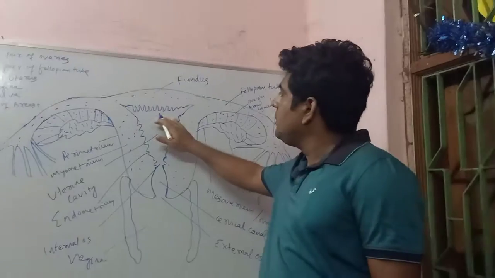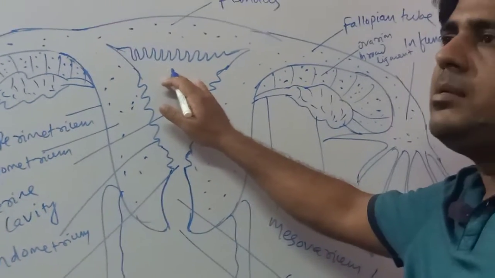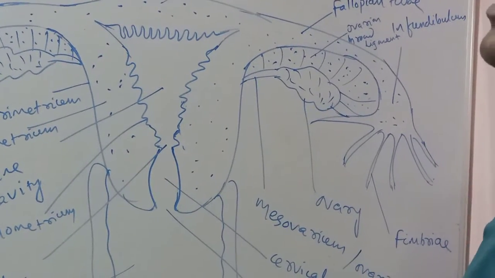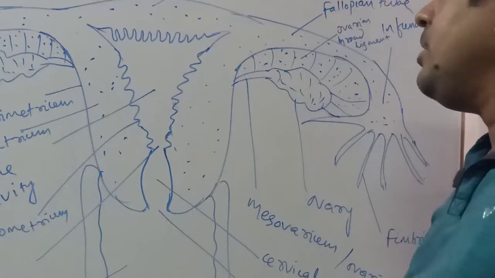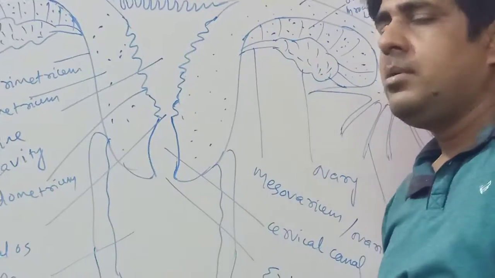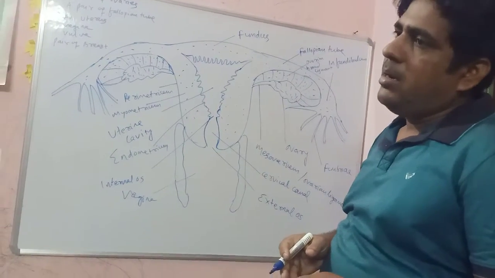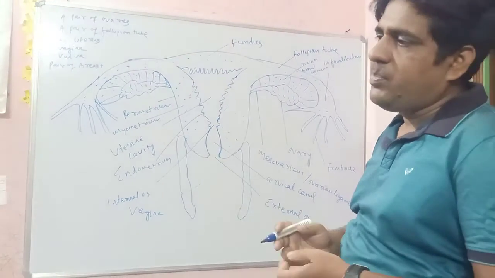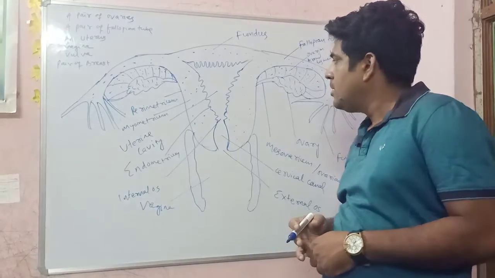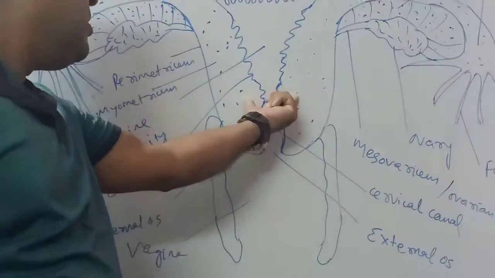This part of the uterus is the uterine cavity, in which the baby remains throughout the gestation period. The gestation period starts from implantation up to parturition, and it is about 9 months in humans. The highest gestation period is found in the elephant, which is about 22 months. The narrow part of the uterus is the cervix.